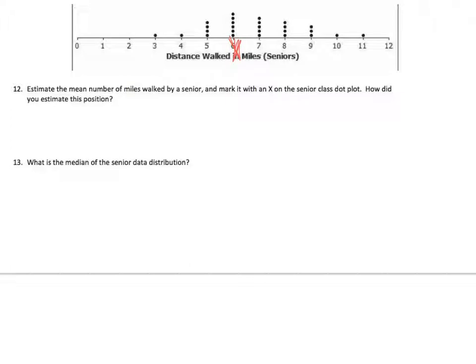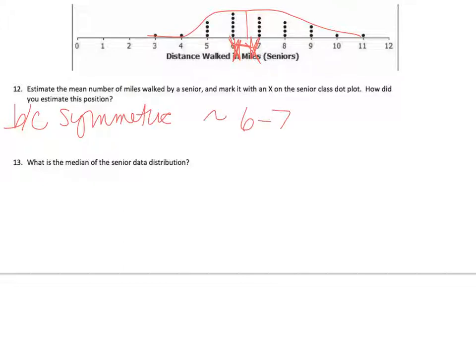Right? We've got a very symmetrical plot. So I'm going to say right around 6, maybe around 7, maybe somewhere in between. But this is a very symmetrical dot plot. It's really nice. So because it seems symmetric, I would say about 6 to 7. Any answer around in there would make sense. The balance point is probably right in the middle.